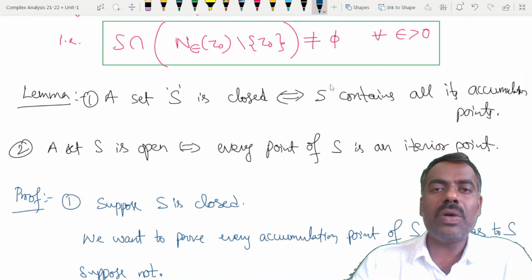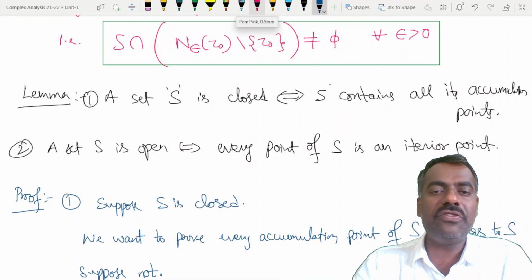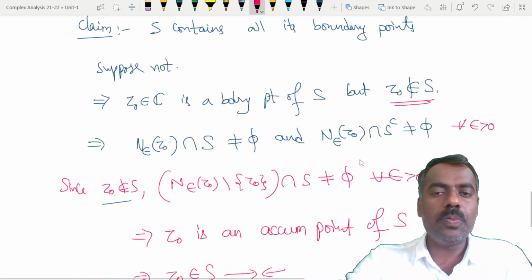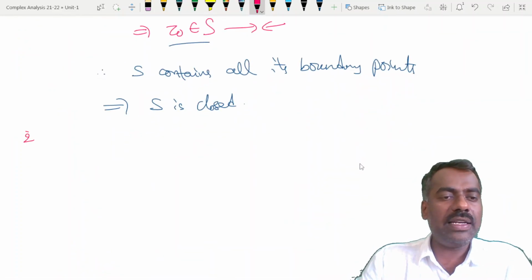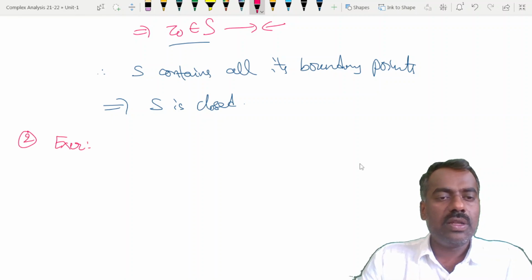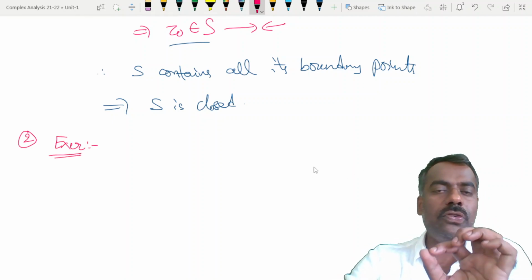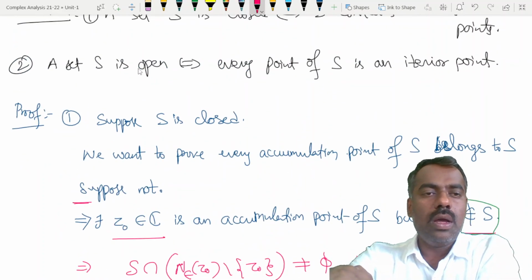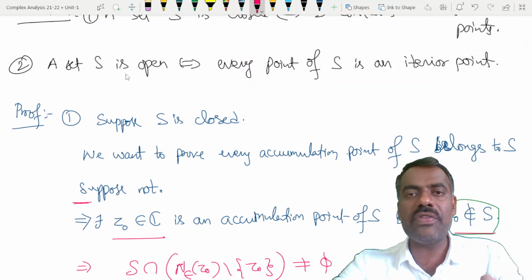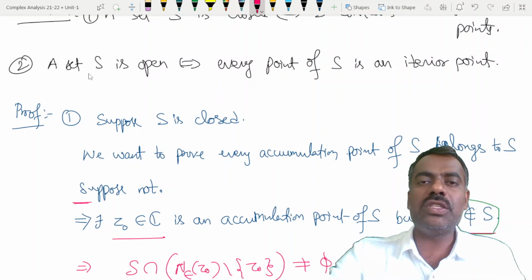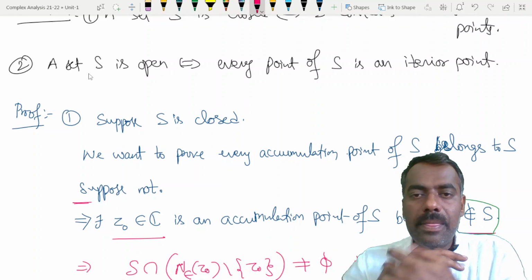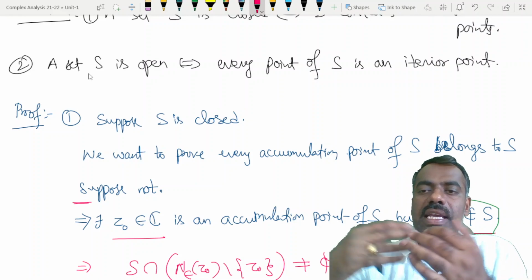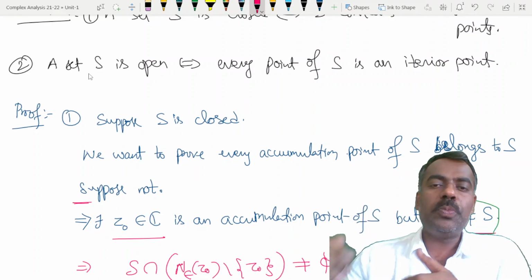So whatever way we did for this closed one and the definition of accumulation point, you prove this second one that I will give as an exercise. Remember, if you want to learn a subject, you should do something on your own. I can give a hint. Assume S is open, then what do we want to prove? Every point is an interior point, that is what we want to prove. So prove it by contradiction.